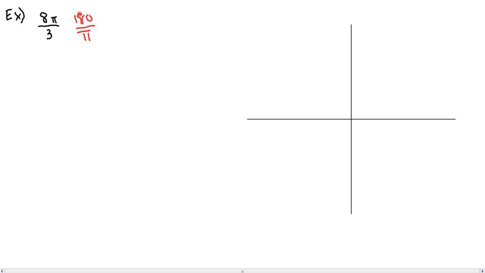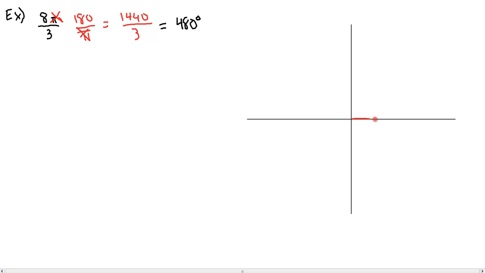So 8 times 180 is 1440. So that's going to be 1440 over 3. Okay, the pi's canceled out. And then 1440 divided by 3 is going to be 480, and that's in degrees. So we want to draw this angle of rotation now.